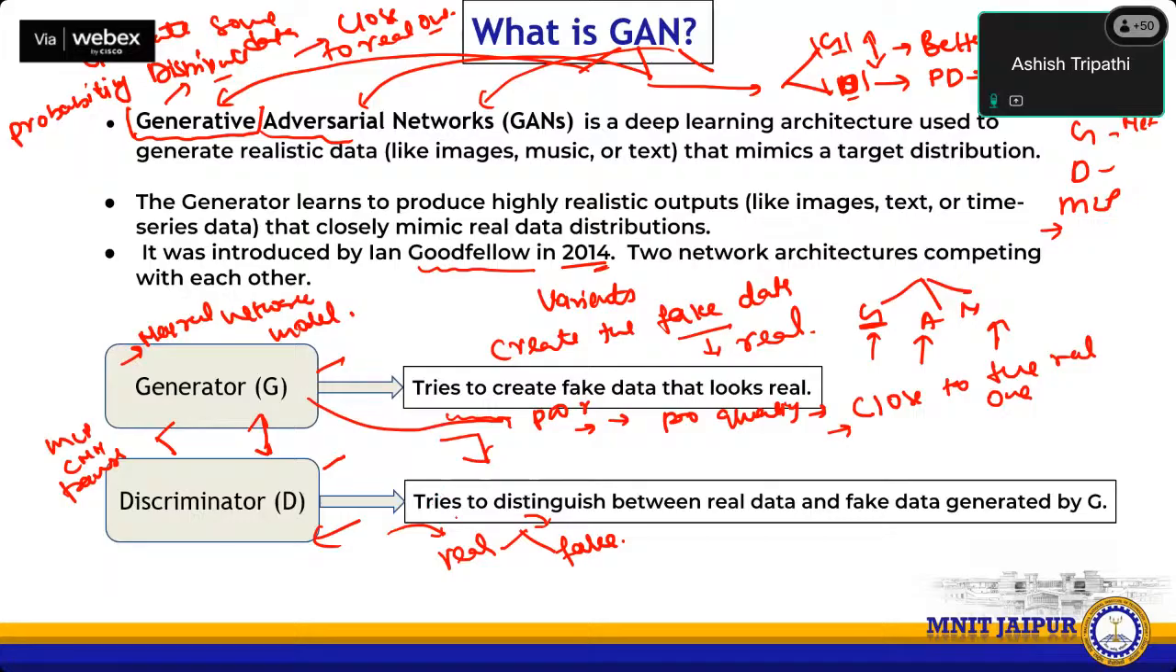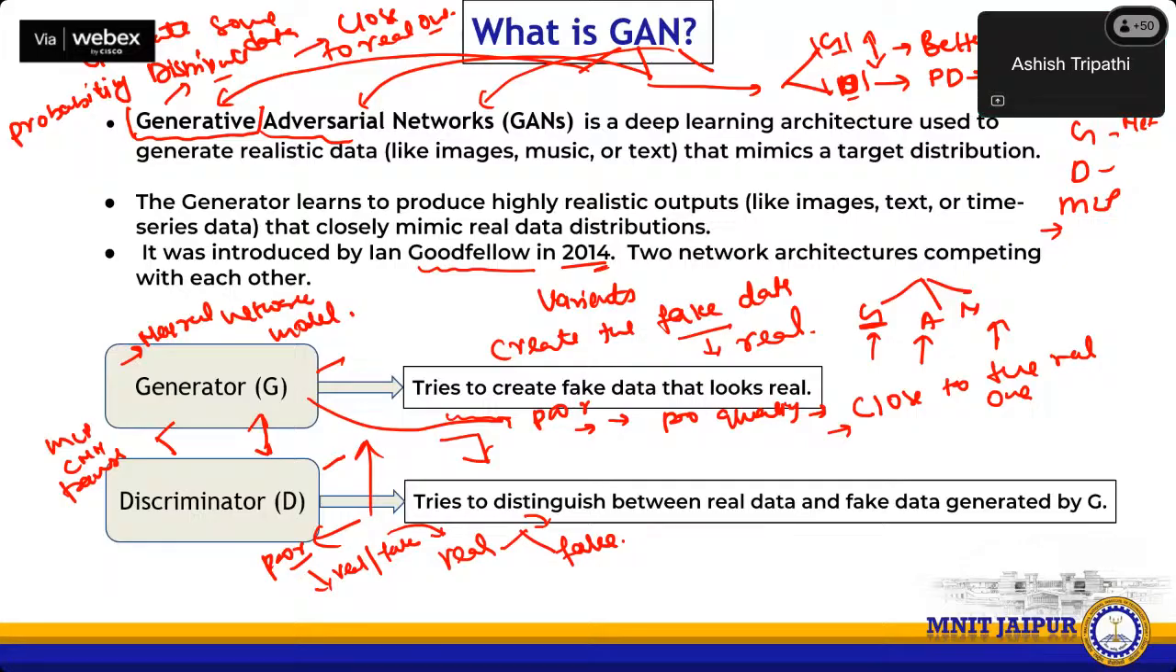And vice versa, if the discriminator is quite poor, that means if the discriminator is not able to differentiate between the real and fake images, then the task of the generator will become easy. Why? The generator will think that I am generating images which are very close to the real one. Why is it so? Because the discriminator is not able to discriminate or classify between the image that I have generated and the real image.